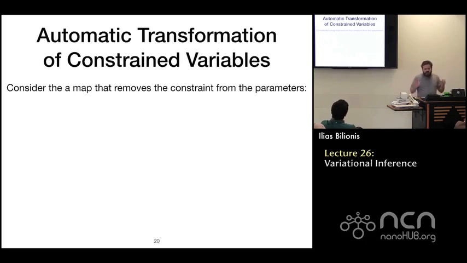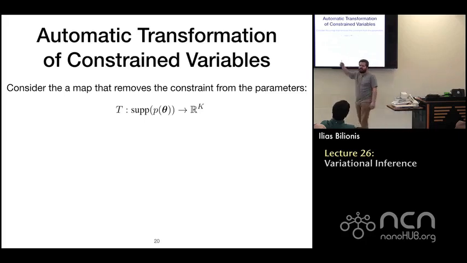So ideally what we want to do is use a map that will remove these constraints from the parameters. For example, if the parameters are positive, take the logarithm to remove the positivity constraint on theta. If your parameter is between 0 and 10, take a map that will put it into the real line, like the inverse of a sigmoid or something. So in general, if you know something about theta, you can always find a map that will take the thetas and map them to the real space, to a Euclidean space.